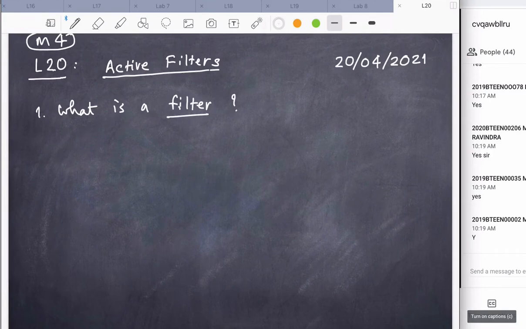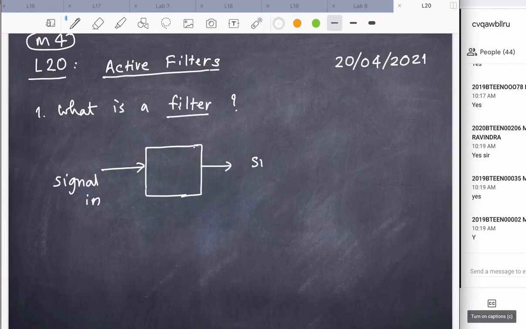So, filter is a circuit. Suppose this is a filter. Filter is a circuit that takes a signal in and provides a signal out, but the difference between signal in and out will be that signal out will have few less frequency components as compared with signal in.